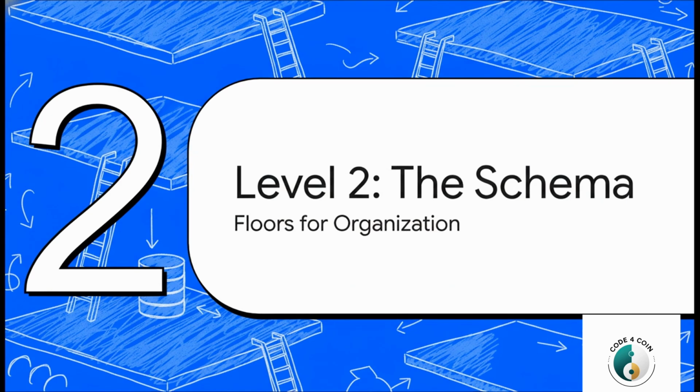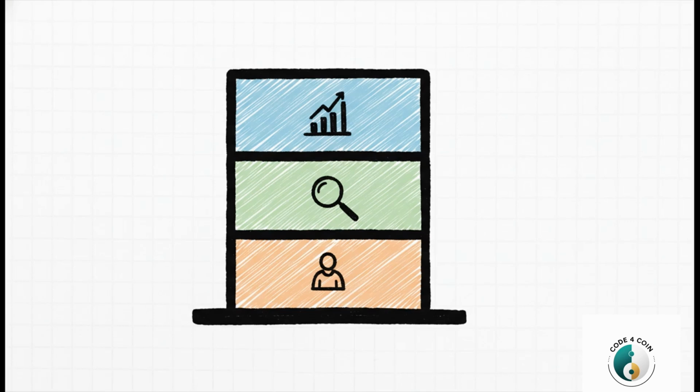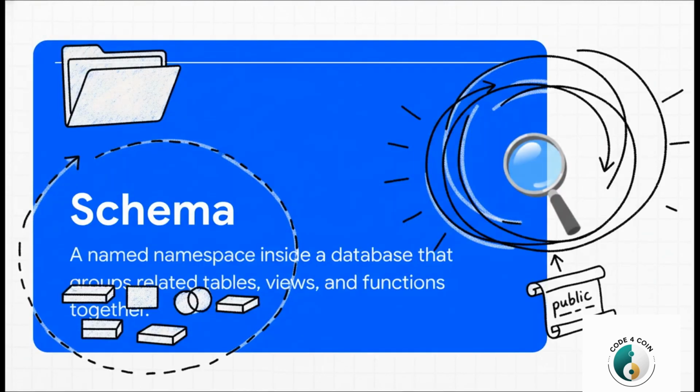This brings us to level 2, the schema. So if the database is the building, then a schema is like a floor. And each floor can have a totally different purpose. Maybe one floor is for the sales department, another one is for analytics, and a third is just for human resources. They're all in the same building, but they group related rooms together. Technically speaking, a schema is a namespace. That's just a fancy word for a folder or a container that groups related things together.